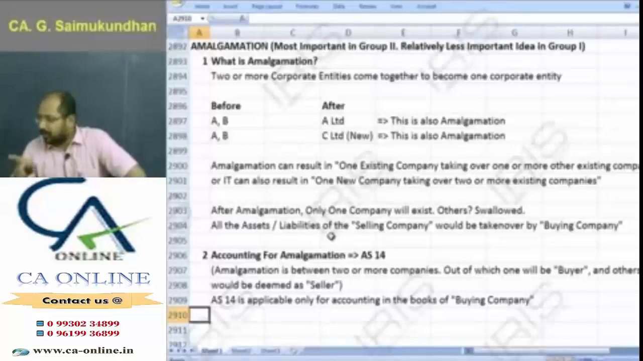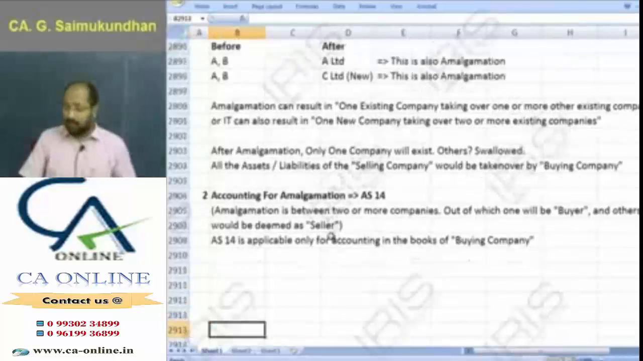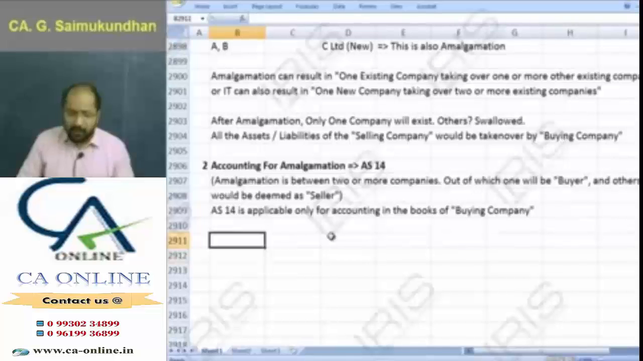Are you able to follow the point again? Whenever you're dealing with AS 14, keep it in mind, you're primarily applying AS 14 only on the buying company. That is what the point is all about, guys. Watch out, please. Yes? We straight away hit this particular point.